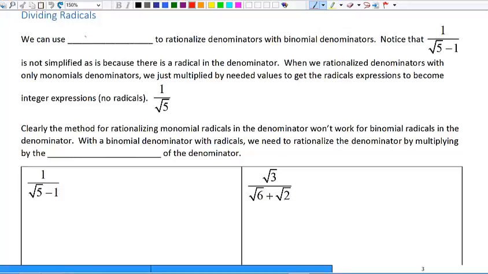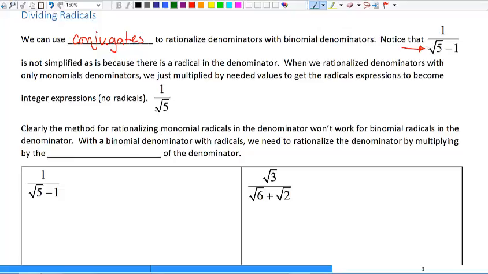Next, we're going to talk about dividing radicals. We can use conjugates to rationalize denominators with binomial denominators. Notice that 1 over the square root of 5 minus 1 is not simplified because there's a radical in the denominator. Now, we have rationalized denominators with only monomials before, and all you needed to do is multiply the needed values to get the radical expression to become integer expressions.